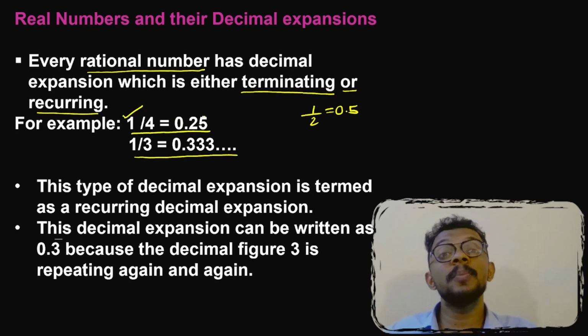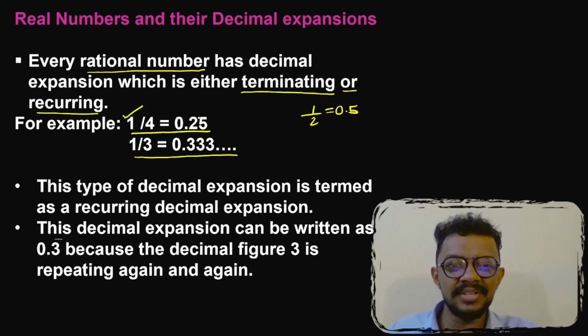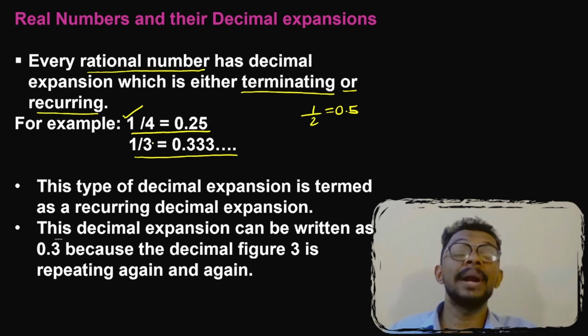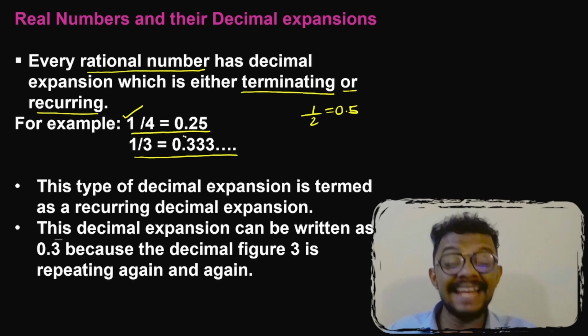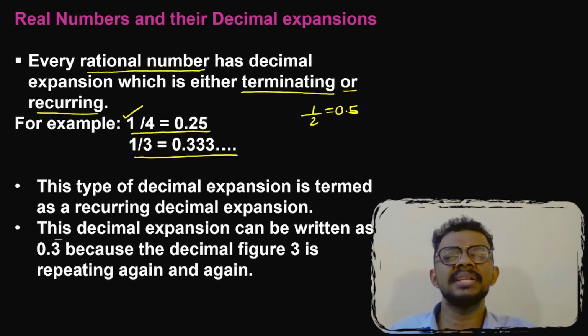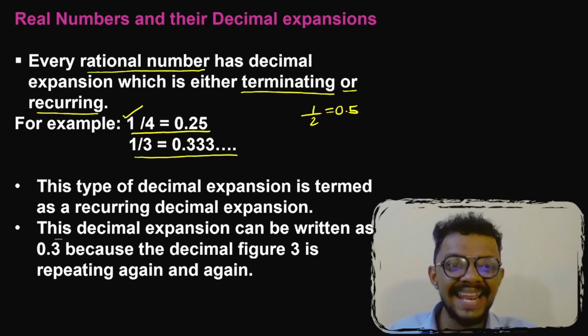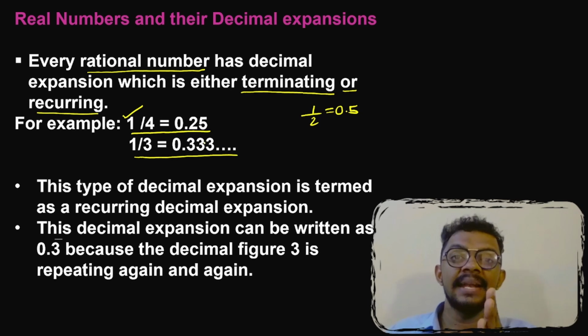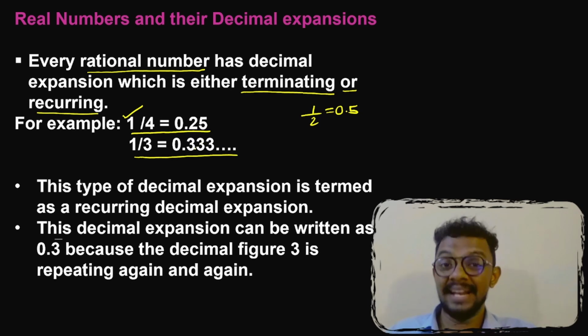The decimal expansion is 0.25. It is ending somewhere. After 0.25, no digits are there. What about 1 by 3? That's also a rational number. Its decimal expansion is 0.33333, etc. Look, this 3 is repeating again and again. It's never ending. So, either terminating or repeating.